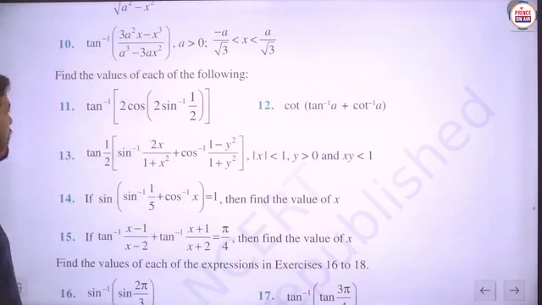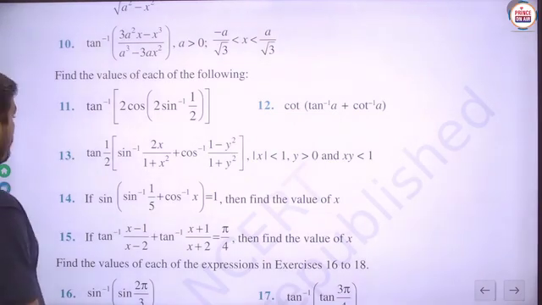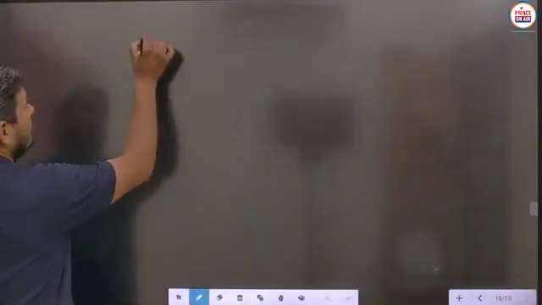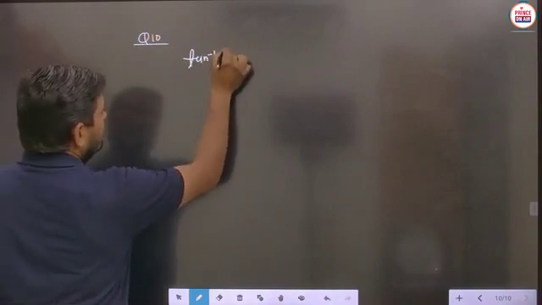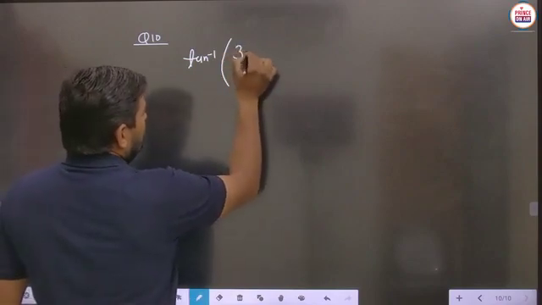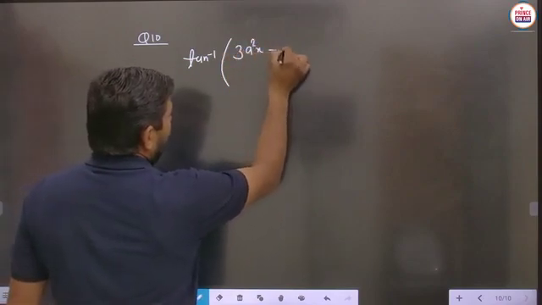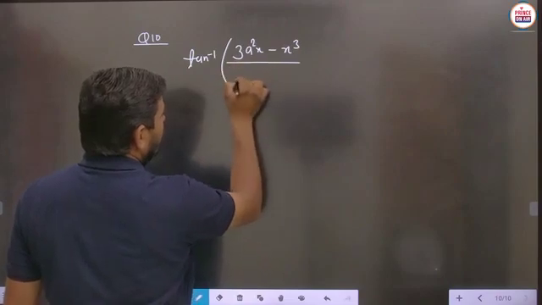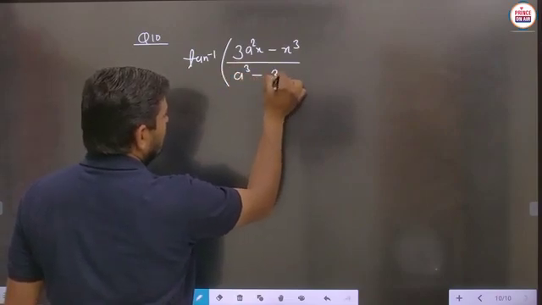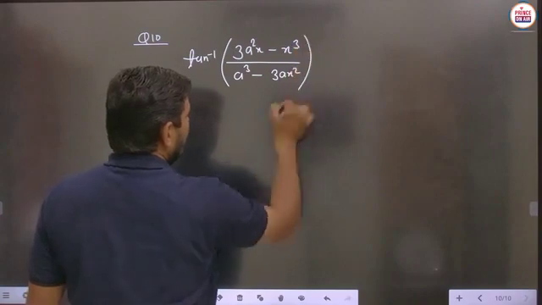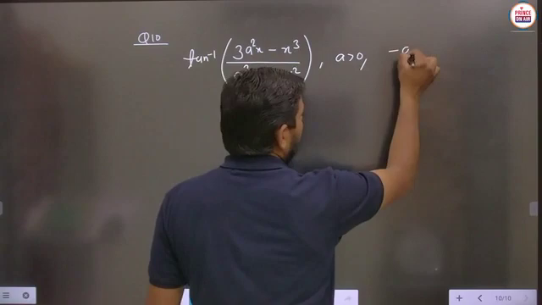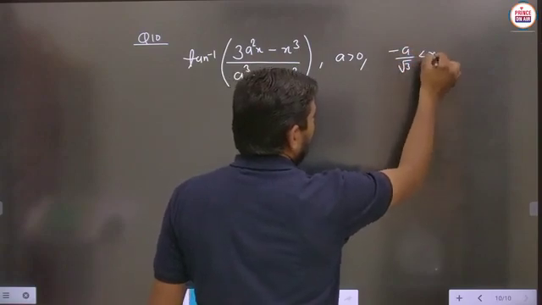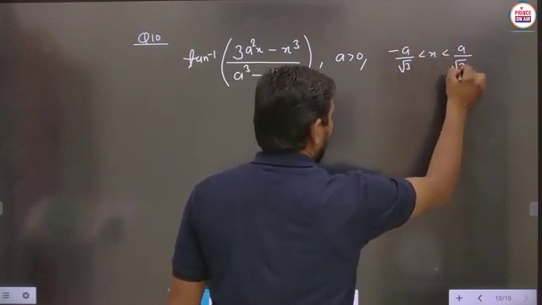So the question number 10 we will take here. In this question number 10 the given expression can be written like this: tan inverse of 3a square x minus x cube divided by a cube minus 3a x square. This is given, and here the condition given is that a is greater than 0 and the value of x lies between minus a by root 3 and plus a by root 3.